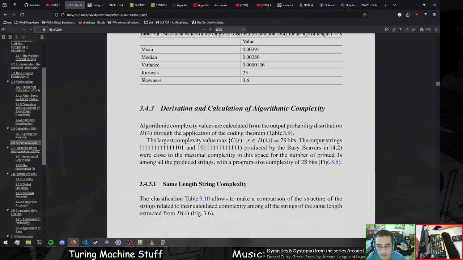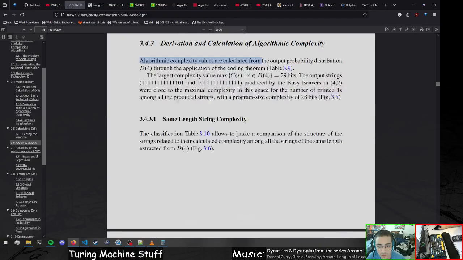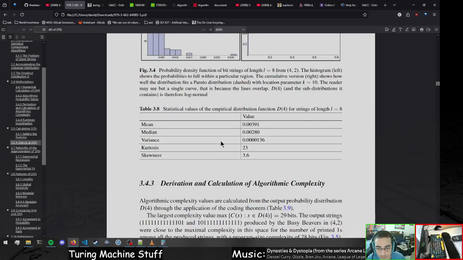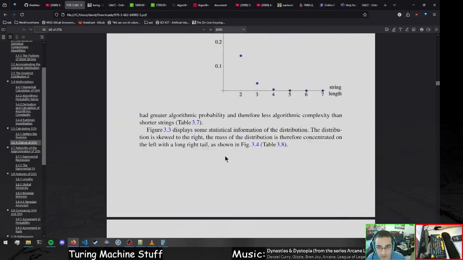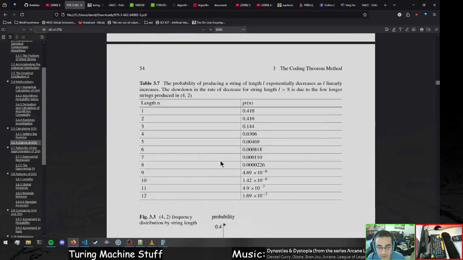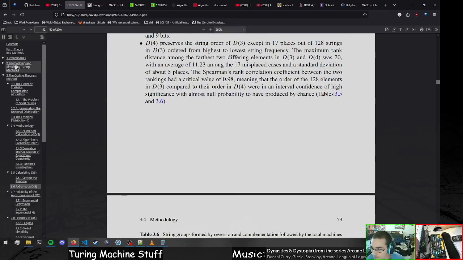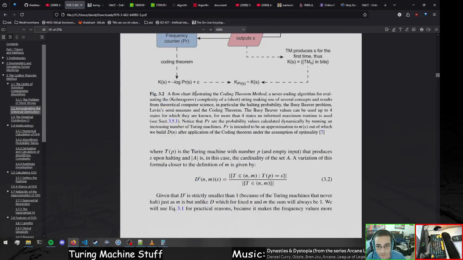How do they get the complexity? Alright, so they do this. So actually, just kidding, they say the coding theorem. The coding theorem. Okay, so where's the coding theorem? It's here somewhere, right? The limits of stuff. Alright, here we go.